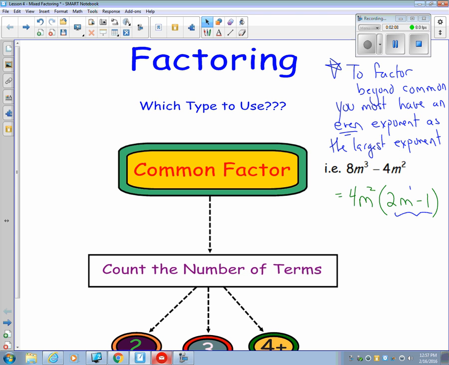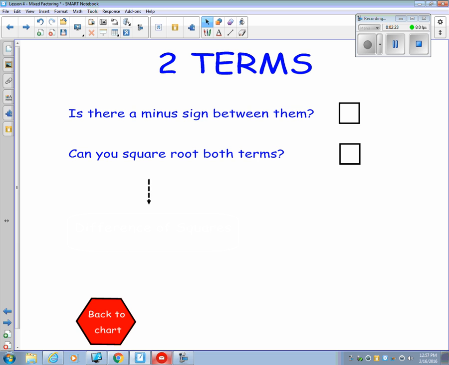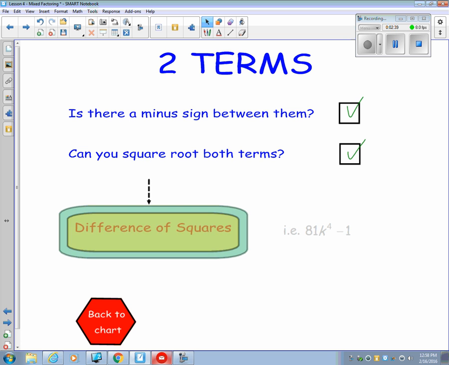Okay, so we've common factored. The next thing we want to do is start counting the number of terms. So on your flowchart, you have 3 choices. The 3 choices are 2 terms, 3 terms, or 4 terms. How do I know which one's which? Well, if it's a 2-term expression, I have to ask myself 2 questions. First question, is there a minus sign between them? If your answer is yes, next thing you want to check is, can you square root both terms? If the answer to that is yes, well then you absolutely positively know it's a difference of squares. Okay? 2 terms, a minus sign between them, and you can square root both.